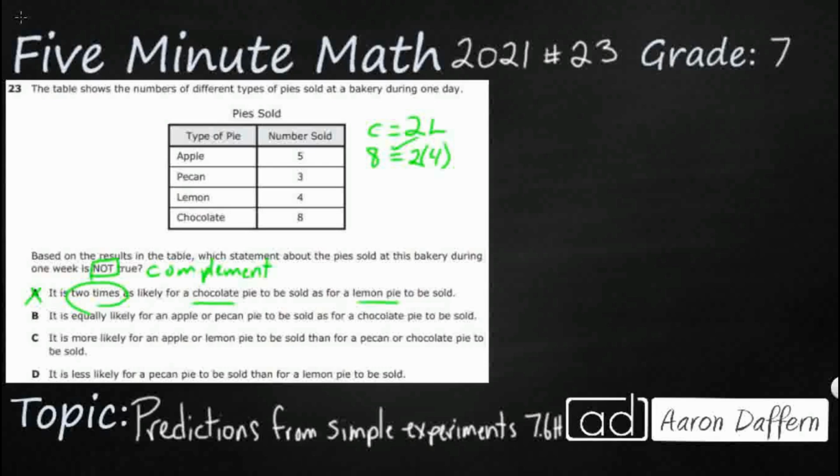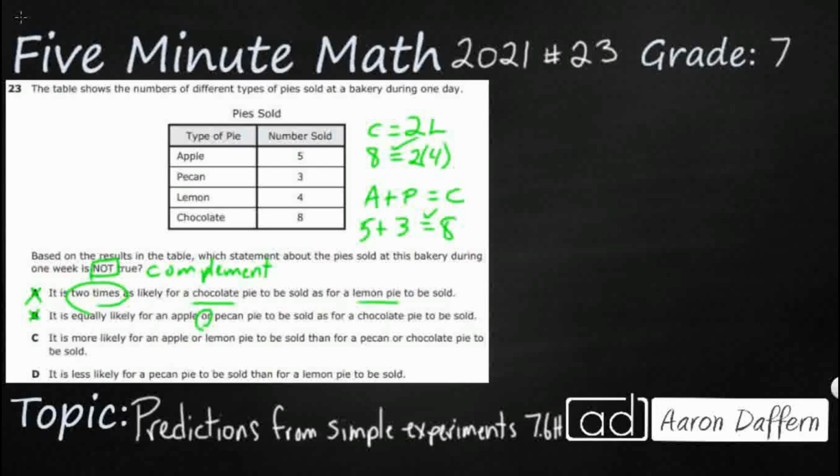So B, it is equally likely for an apple or pecan pie to be sold as for chocolate pie. Okay, so let's write that one. So we're going to say apple. When we have an or right here, we're going to actually add those 2 together. Apple or pecan equals my chocolate. So apple is 5, pecan is 3, chocolate is 8. Yeah, 5 plus 3 definitely equals 8. So it's not B.